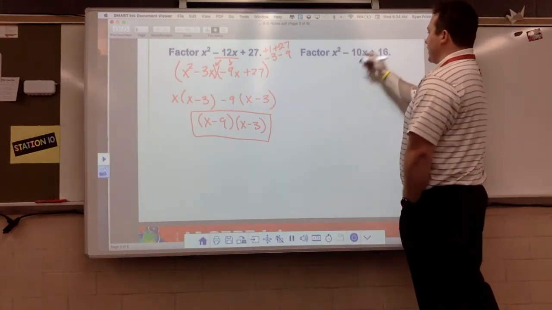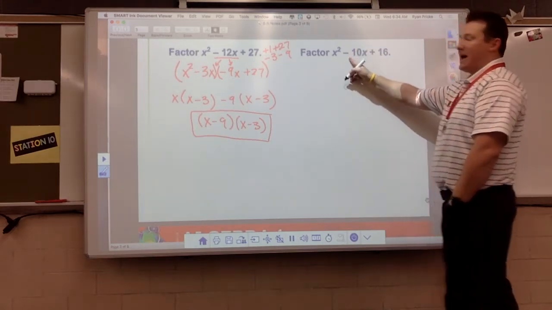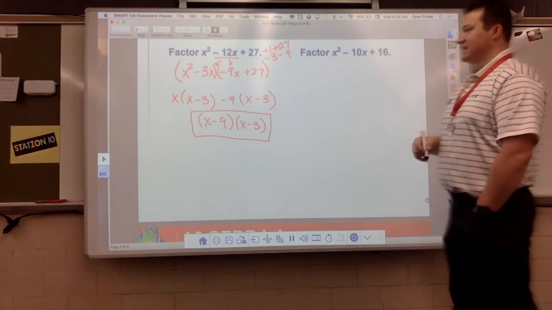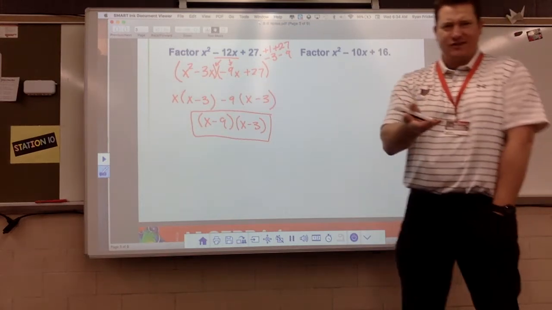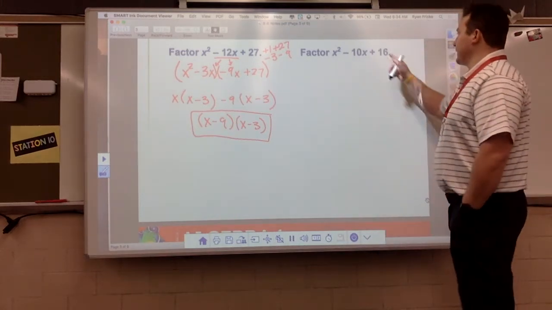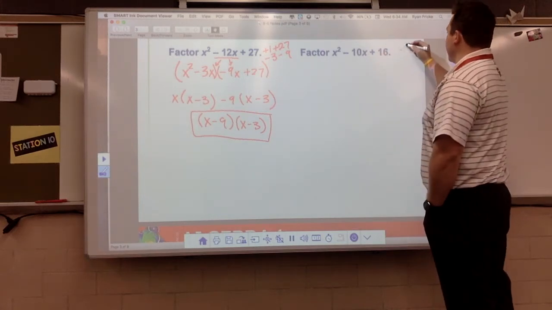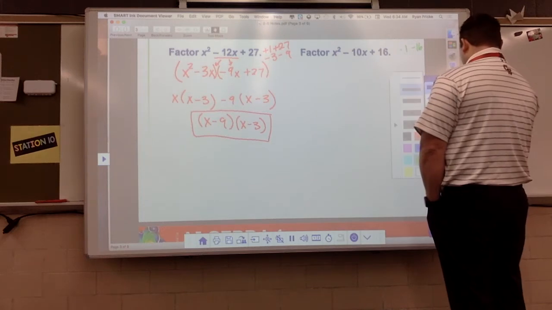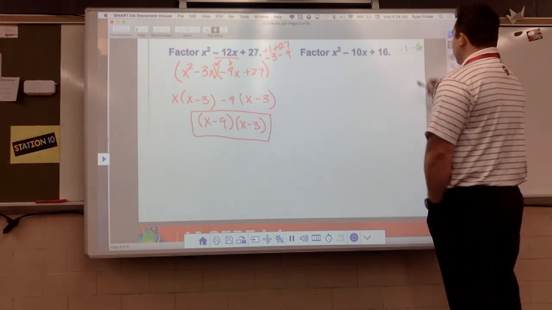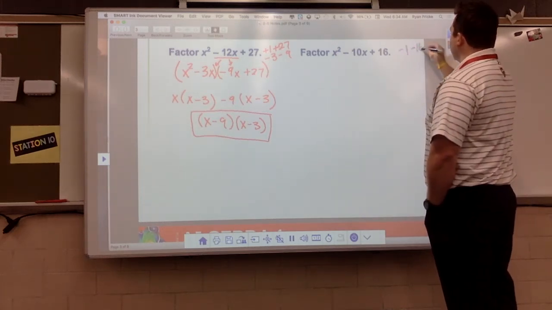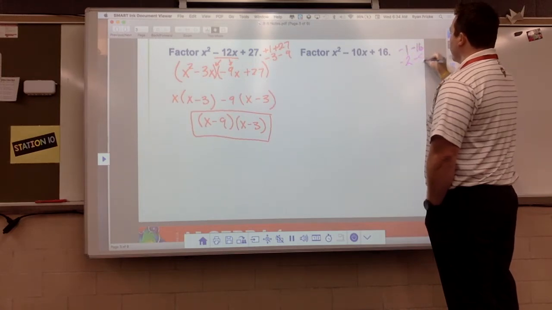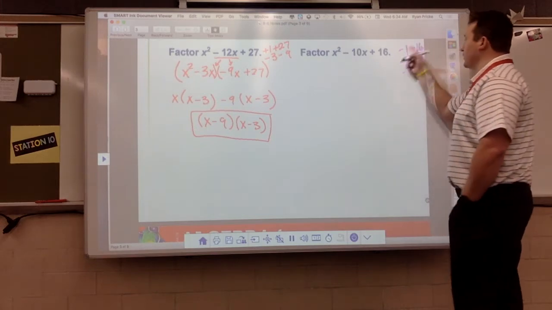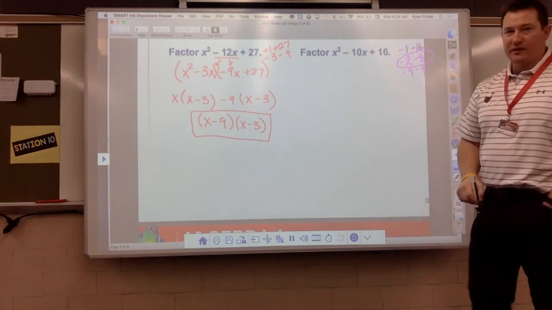All right, so same structure. We're going to look for two negative numbers that will add up to negative 10 and also multiply to positive 16. It's early in the morning here, folks. So 16 doesn't have a lot of factors. Negative 1, negative 16, negative 2, negative 8, negative 4, negative 4. Only one of those works. Happens to be that one right there.